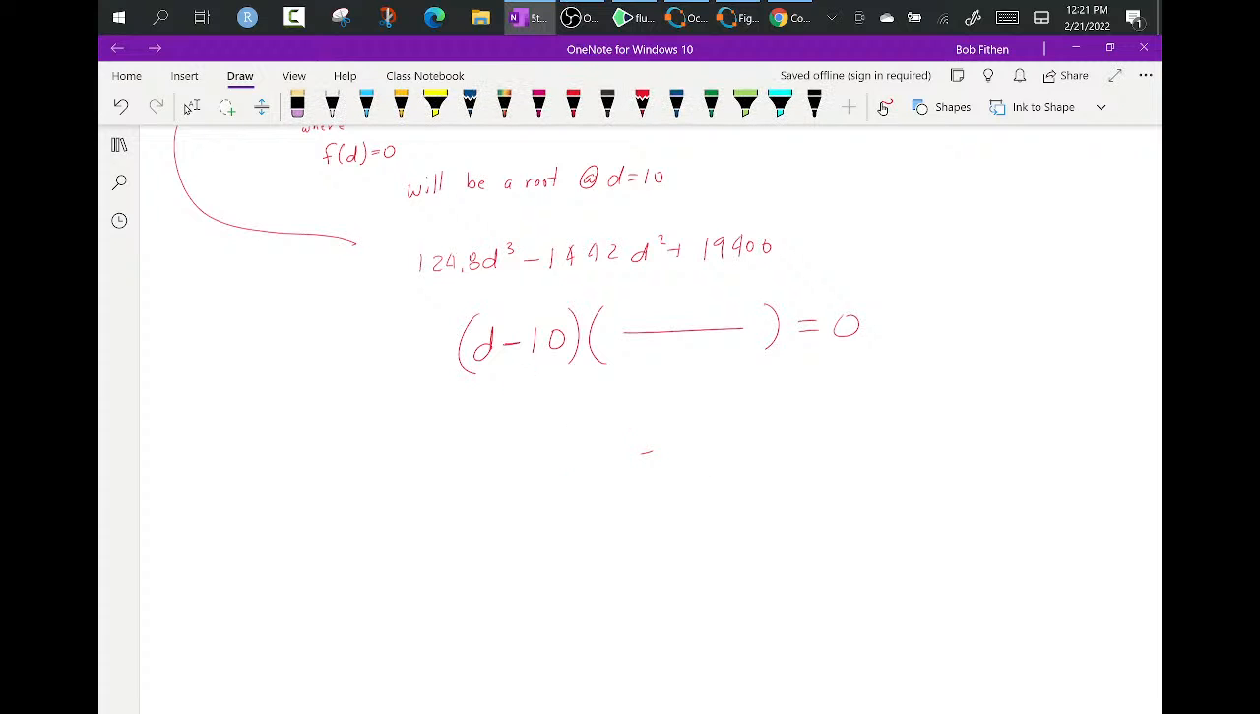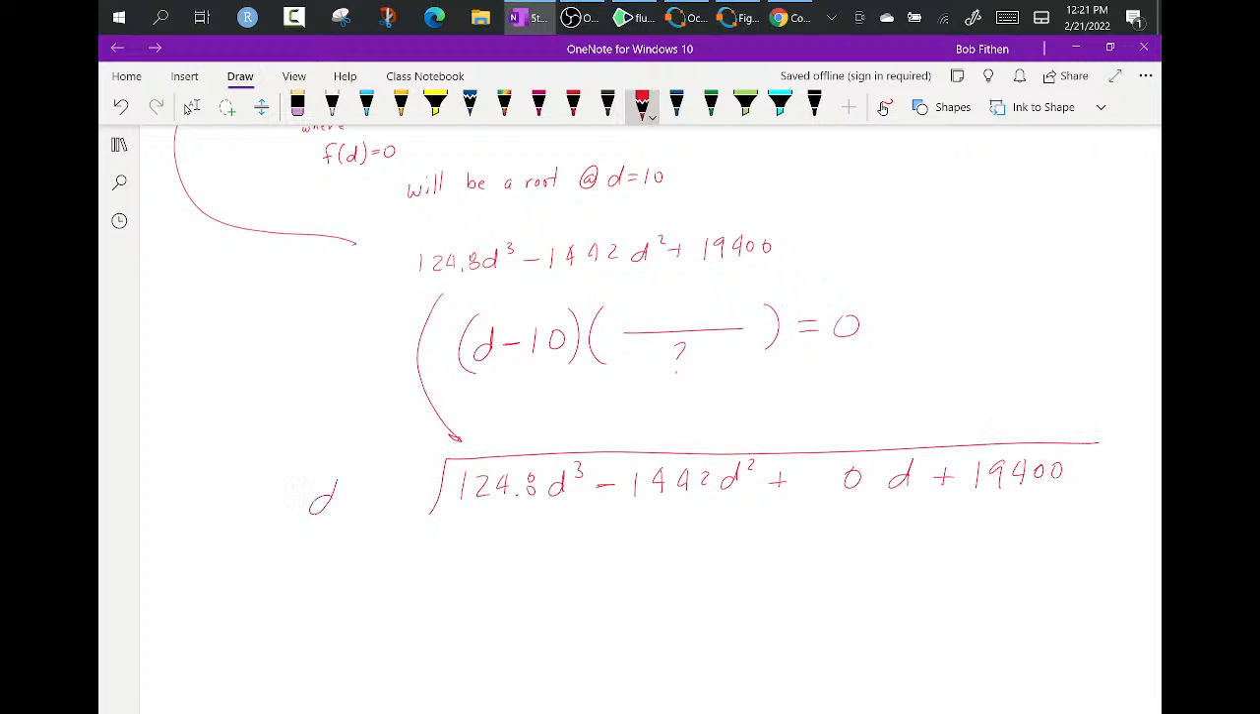So the question is, what is this? I'm copying this down: 124.8 d to the third minus 1442 d squared plus 0 times d plus 19,400. Then I'm going to do something really bizarre. And I'm going to use this. So if I multiply this times d squared, and then 124.8, so I'll multiply this times that, put it down here.